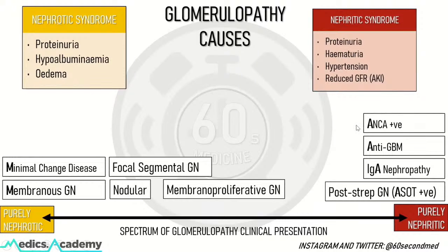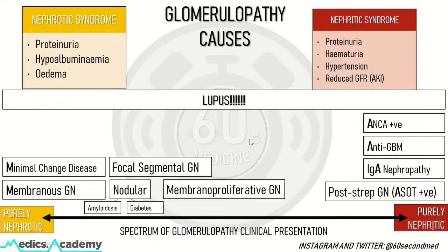Diseases that cause the mixed picture include focal segmental glomerulonephritis, nodular nephropathies, which include amyloidosis and diabetes, and membranoproliferative glomerulonephritis, which classically is right in the center of both syndromes and includes all features of both syndromes. And finally, don't forget lupus, which can present as any type of glomerulopathy, so as a purely nephrotic, purely nephritic, or as a mixed picture as well. So that concludes a quick presentation.